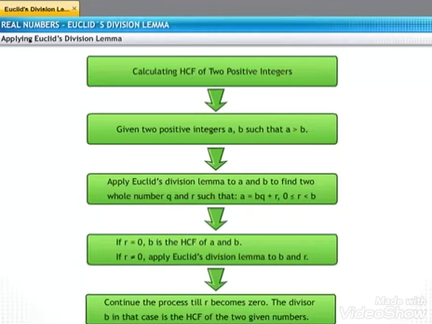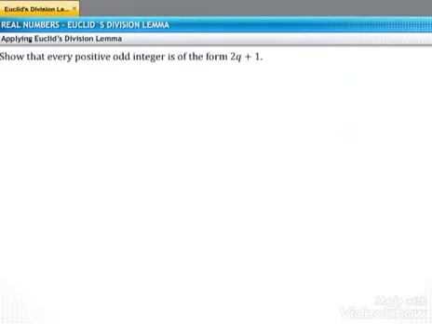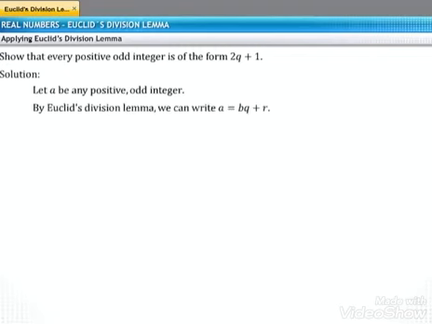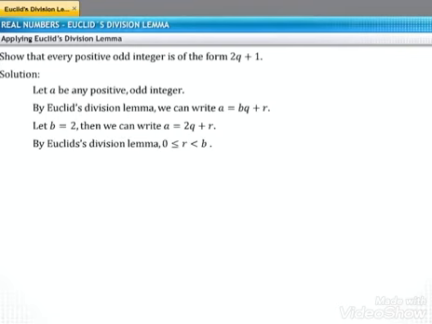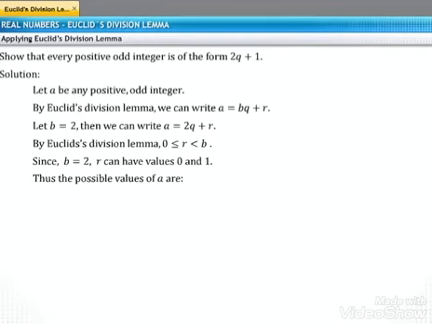Euclid's division algorithm can also be used to find some common properties of numbers. Let's take this problem to show that every positive odd integer is of the form 2q plus 1. Let a be any positive odd integer. Then, by Euclid's division lemma, we can write a is equal to b multiplied by q plus r. If we take the value of b as 2, we can write a is equal to 2 multiplied by q plus r. By Euclid's division lemma, the value of r can be greater than or equal to 0 and less than b. Since b is equal to 2, the possible values of r are 0 and 1.